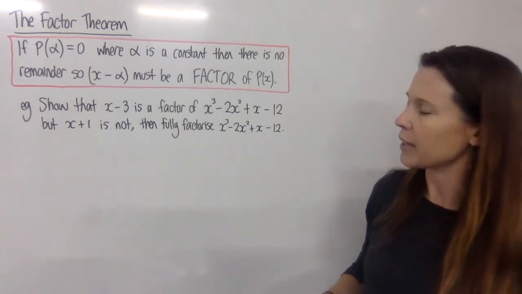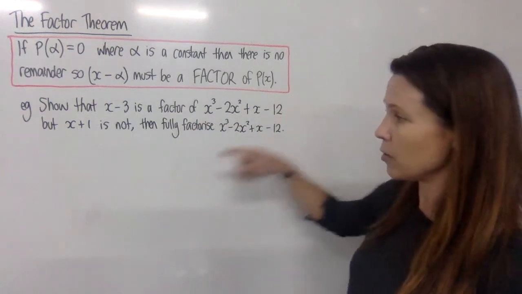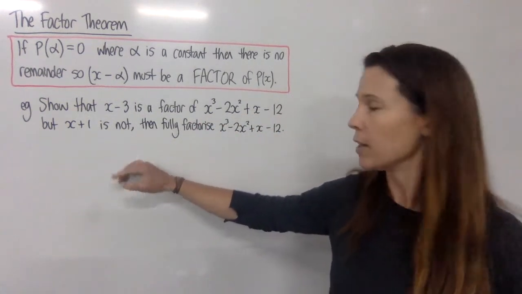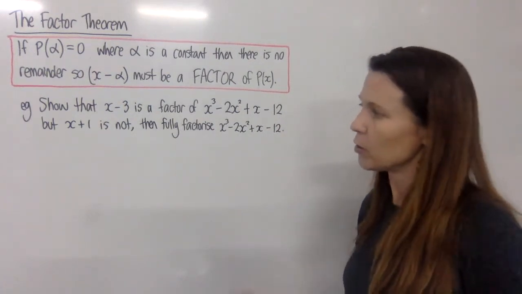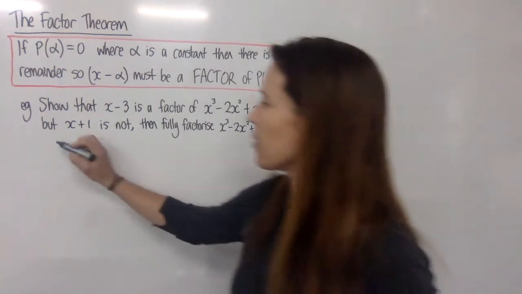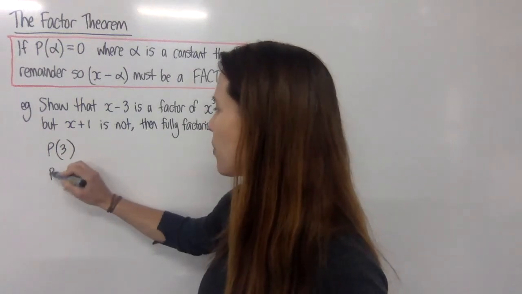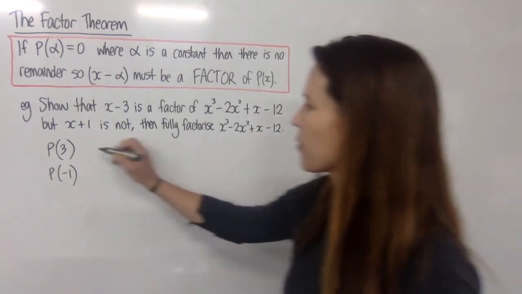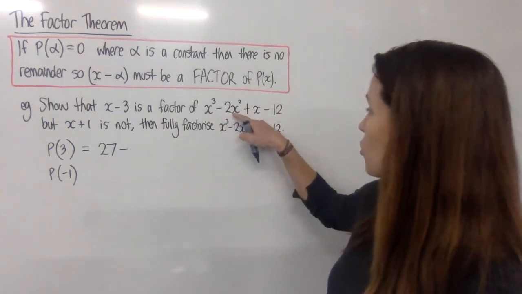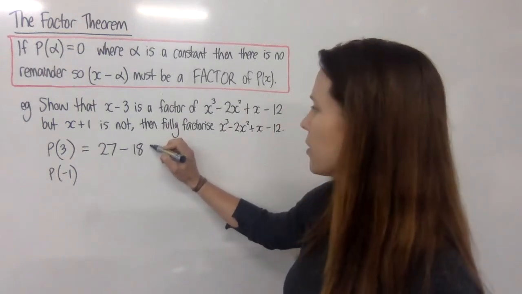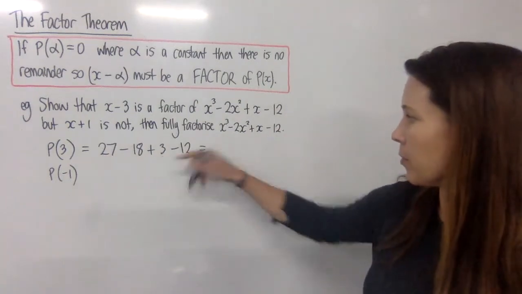Now, an example here. Let's show that x minus 3 is a factor of this polynomial, but x plus 1 is not. Then we need to fully factorise this polynomial. Let's start by looking at what we're going to need here. We need to work out p of 3, and we need to work out p of negative 1. So p of 3, we're going to get 3 cubed, which is 27, minus 2 9s, which is 18, plus 3 minus 12. So all of that gives me 0.